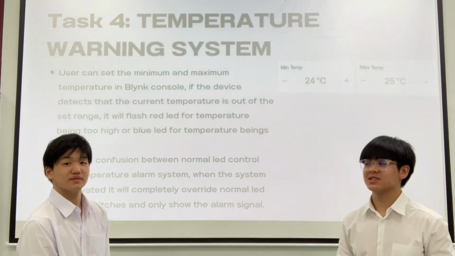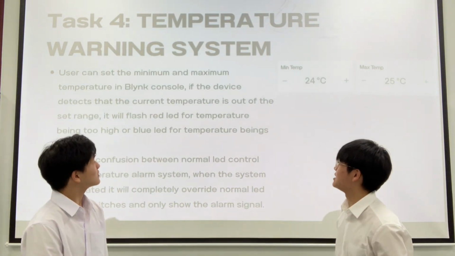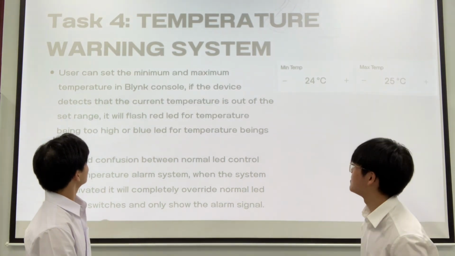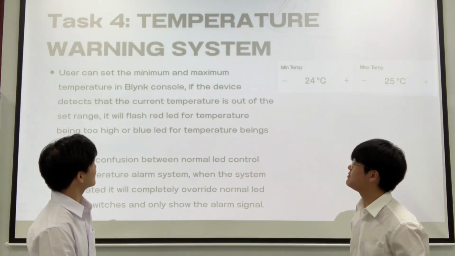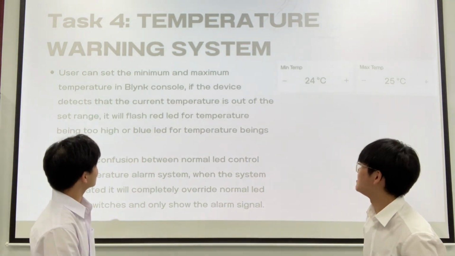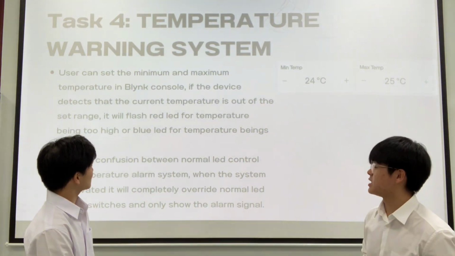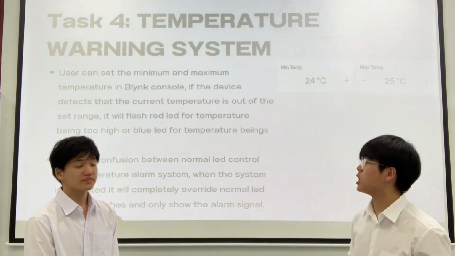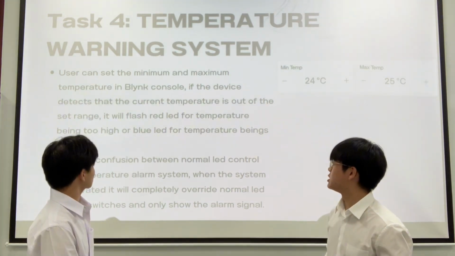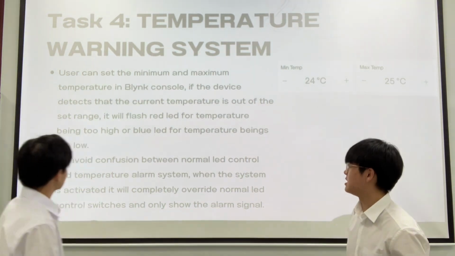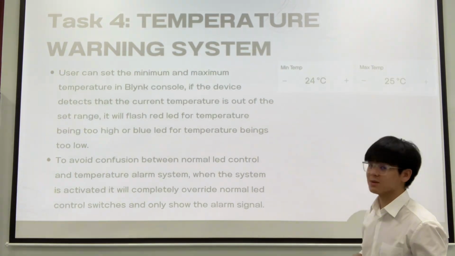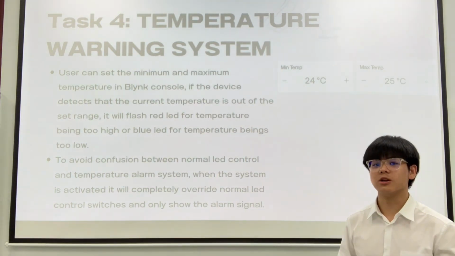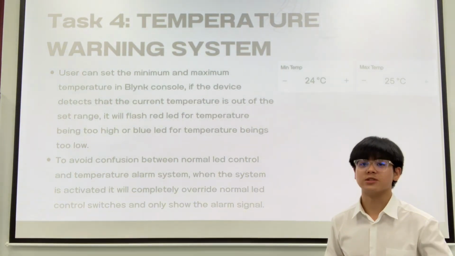Task 4, our custom task. The user can set the minimum and maximum temperature in the Blynk console. If the device detects that the temperature is out of the set range, it will flash red for high temperature and blue for low temperature. To avoid confusion between normal LED control and the alarm system, when the alarm system is activated, it will completely override the normal LED controls.